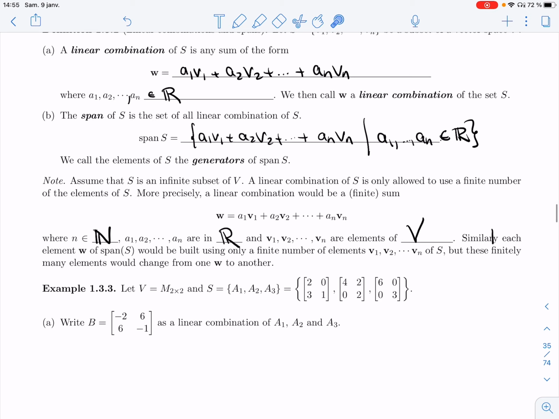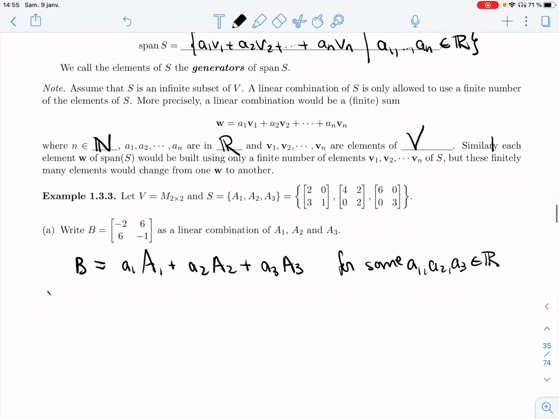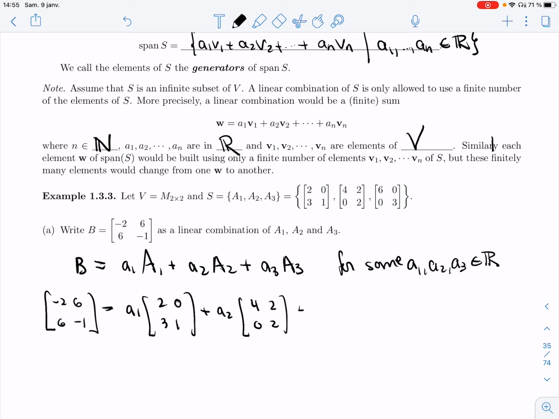All right, so if I look at the definition, I'm trying to write B as a1 A1, plus a2 A2, plus a3 A3, for some a1, a2, a3 in R. So that means minus 2, 6, 6, minus 1 should be equal to a1 times 2, 0, 3, 1, plus a2 times 4, 2, 0, 2, plus a3 times 6, 0, 0, 3.